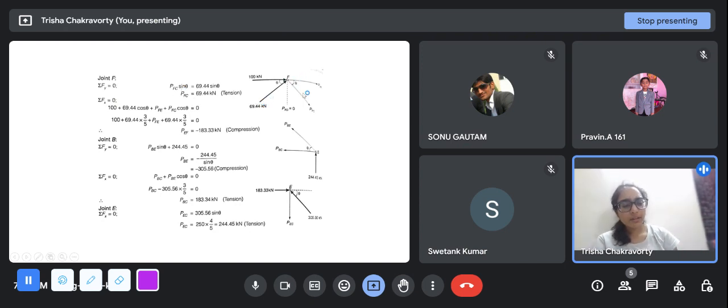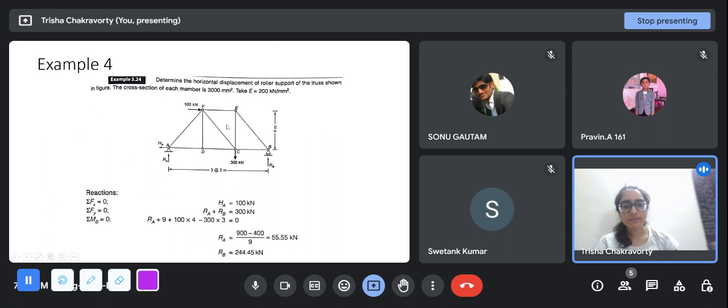So when you equate the forces in the x direction, you get 100 plus PFE, which is the force in this member, plus 69.44 cos theta. The cos theta component is along this x direction, and PFC also has a cos theta component in the x direction. All of their components currently point towards the right, towards the positive x-axis. So from that, we already know PFC, and we can find PFE as minus 183.33 kilonewton. That means it is under compression.